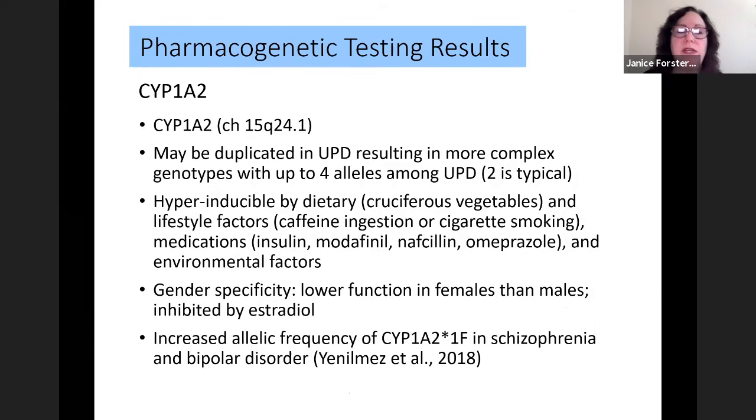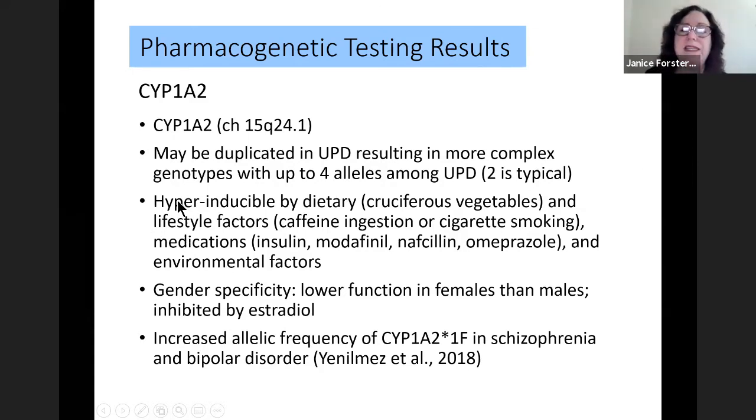So I promised you that cytochrome 1A2 was special, and it is special because it's also located on chromosome 15 outside the critical region, but nonetheless, it may be duplicated in individuals who have UPD. And indeed, in our series, we found that there were some individuals with complex genotypes with up to 4 alleles in the UPD group. 2 is typical.